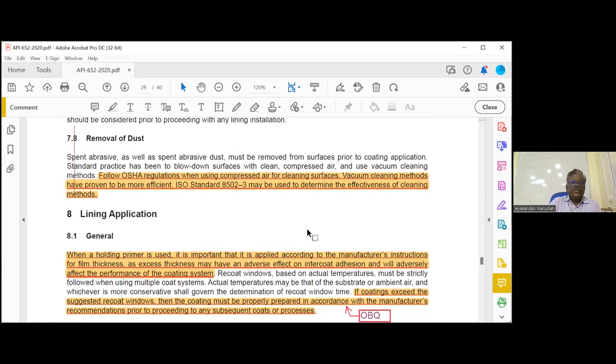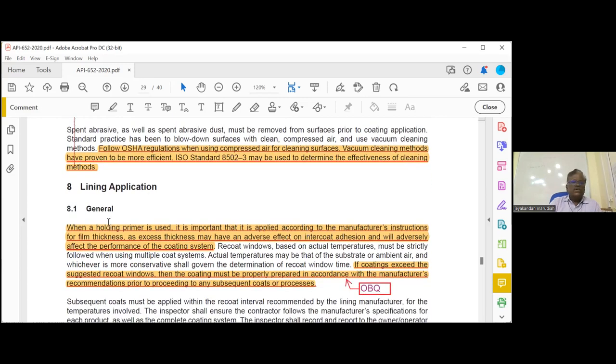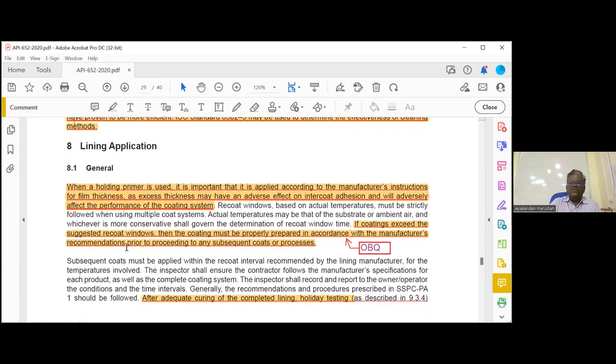Then lining application. Highlight this one. When a primer is used, it is important that it is applied according to the manufacturer instruction for film thickness, as excessive thickness may have adverse effect on the intercoat. So for primer, you only have to follow the manufacturer instruction. Then this one. If coatings exceed the suggested recoat windows, then the coating must be properly prepared in accordance with the manufacturer recommendation. We have to always follow the manufacturer recommendation.